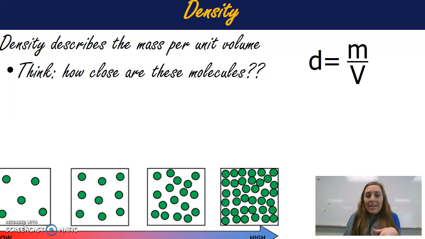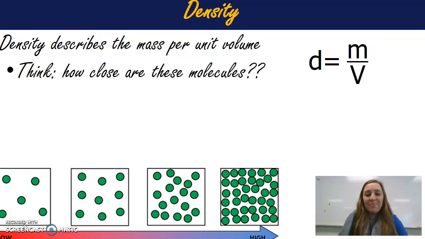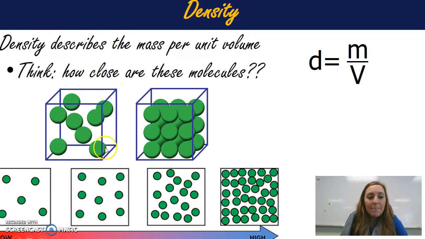So here's the formula. Density equals mass over volume. If you ever forget which one goes on top or bottom, remember that I love density because mass over volume kind of looks like a heart. Yay! All right, we've got a sample here that has a low density versus a high density. High density means there's a lot of mass packed into a small area.